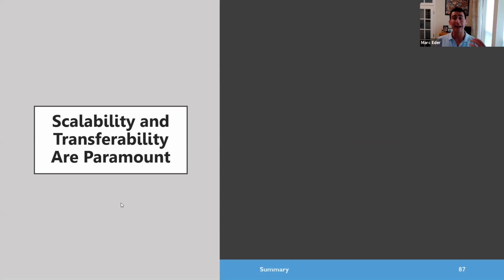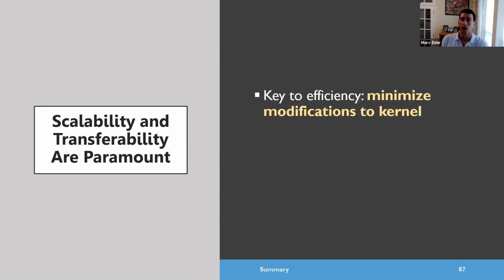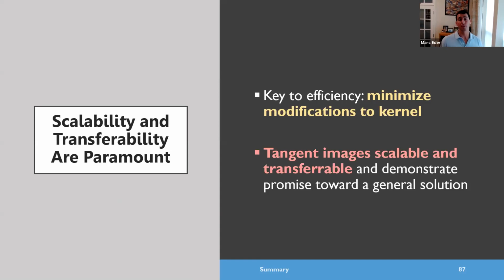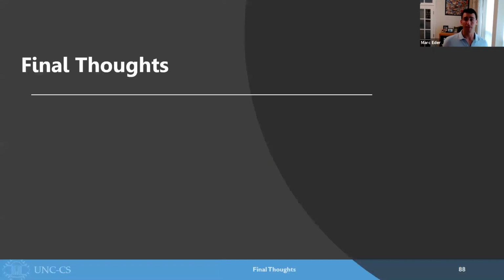Now, lastly, if we want to truly unlock the potential of 360 vision, 2 elements that are paramount are scalability and transferability. The key to efficiency for convolutional neural networks is to minimize modifying the kernel. We want to be able to keep using cuDNN or other sorts of hardware optimized implementations of 2D convolution. So I suggest that instead tangent images provide this scalable and transferable approach. And they're a promising method that will satisfy all of our 3 necessary properties of a general solution to the problem.